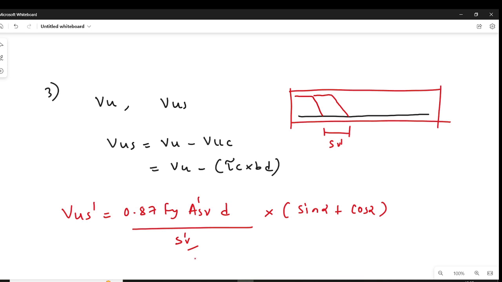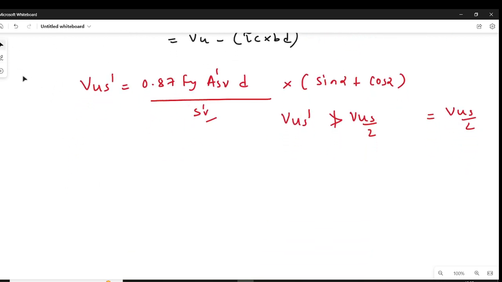All the things are very clear here. Okay, so VUS dash should not be greater than VUS by 2. If it is greater, then it should be equal to VUS by 2. We have to take this value if it is greater than VUS by 2.